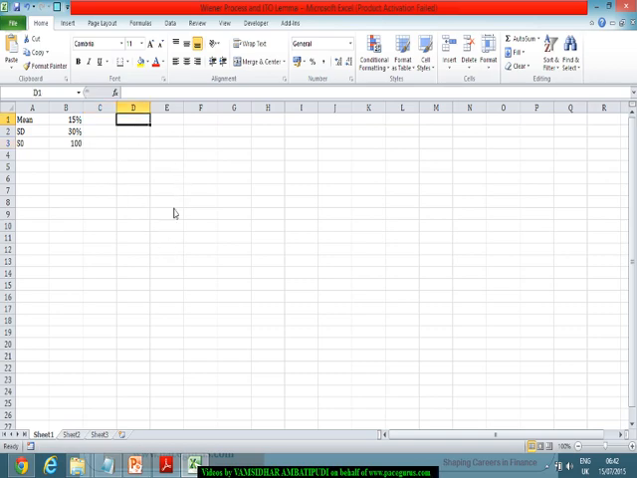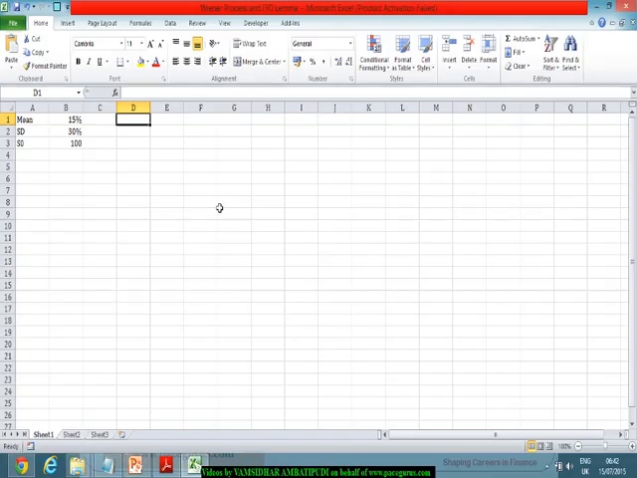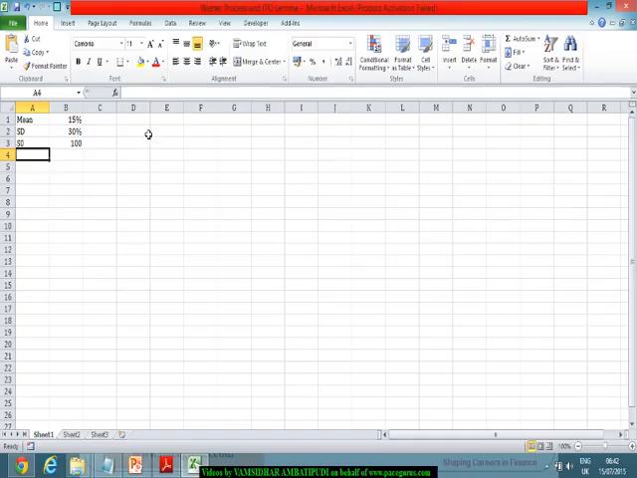Now we have to first generate, if you look at the process, I say that the delta S by S follows a normal distribution with mu delta T and sigma squared delta T. So now I have to generate something like this. So first I require this epsilon value. So the epsilon is a standard normal random variable.